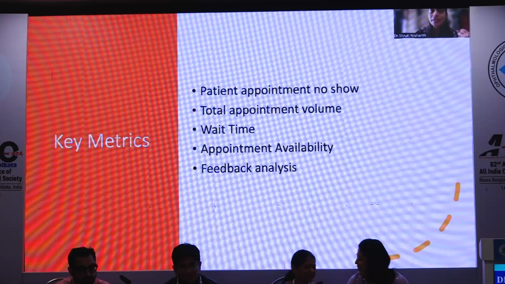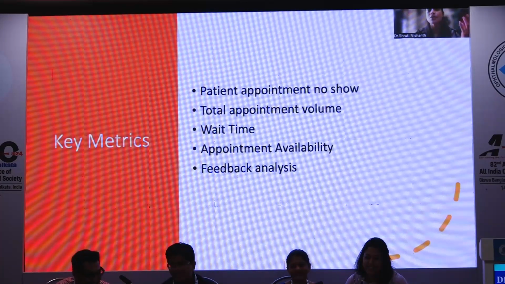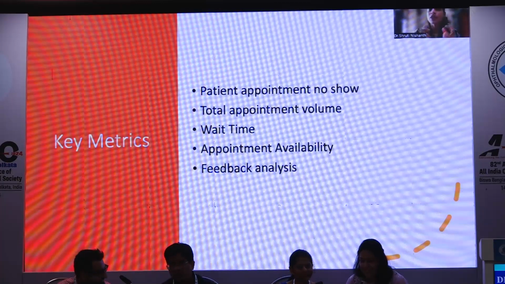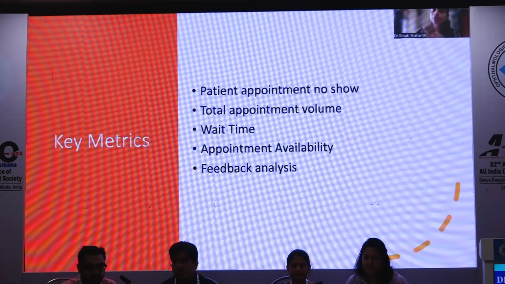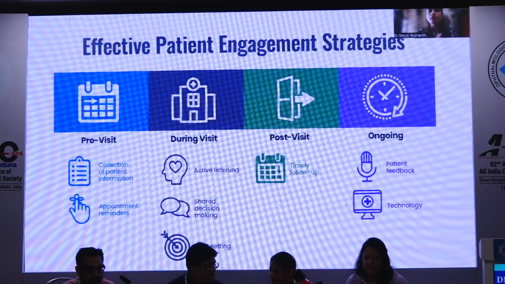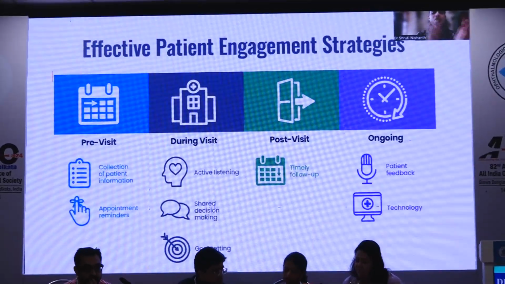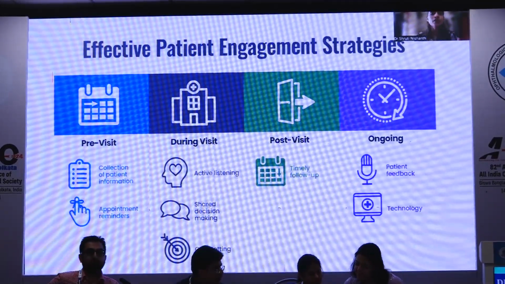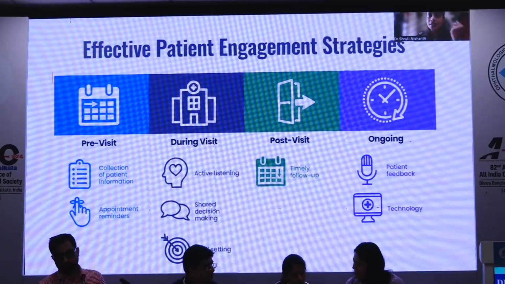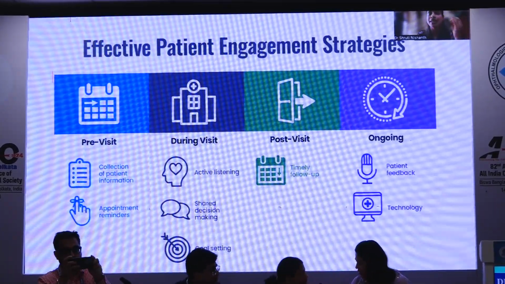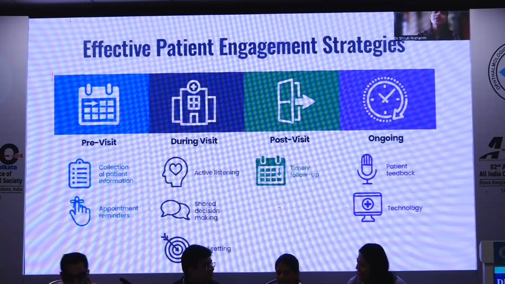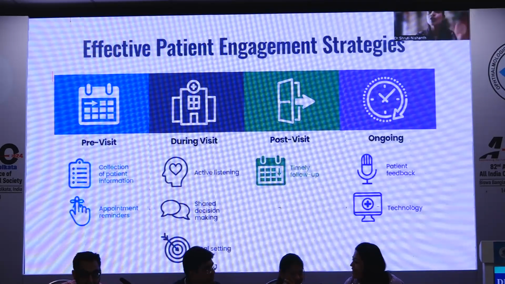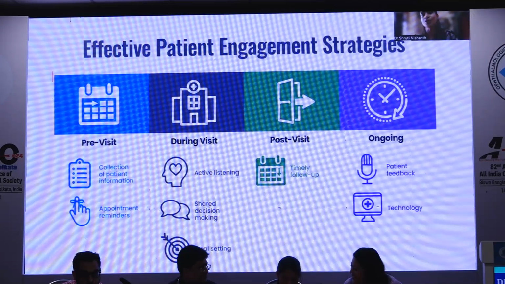It's also important to have some key metrics in our clinic, like patient appointment times, whether we are having good appointment follow-up, whether there are no shows, how many appointments there are, what the wait time is. These are feedbacks that we need to keep going back to, to improve the efficiency of our system. So there you go, this is the last slide. Effective patient engagement strategies involve pre-visit, during visit, post-visit, and ongoing. Pre-visit, good information and appointment reminders. During visit, listen actively, involve the patient in shared decision making, and set goals. Post-visit, have a timely follow-up with reminders, and as ongoing, keep getting patient feedback and include the use of technology and automation to make all of this process much easier.